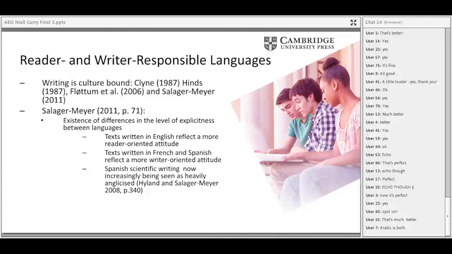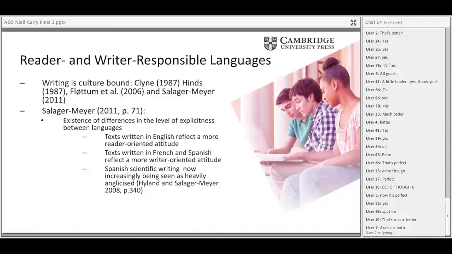So if it's academic writing and if it's a particular type of text, we might say that writing in this context tends to be reader and writer responsible. And so what this project is looking at is trying to figure out in academic writing how this looks in terms of looking at English, French, and Spanish, and what we can say about academic writing from this perspective. Is there any difference? And if there is a difference, what is the difference?